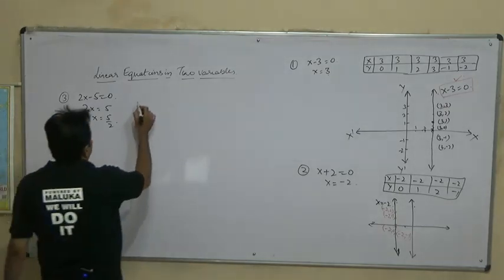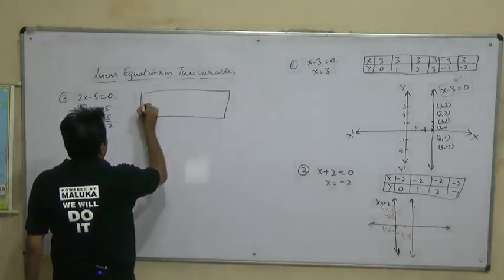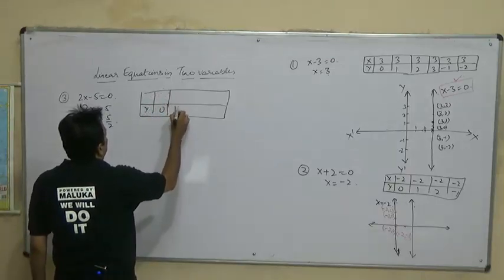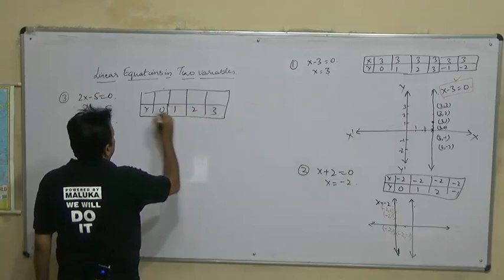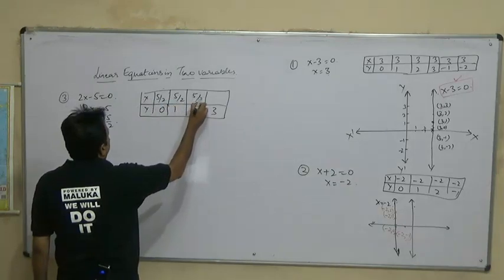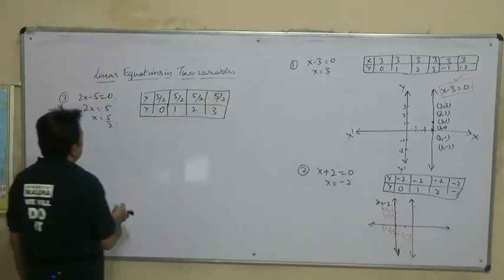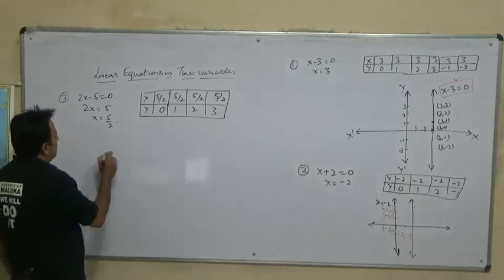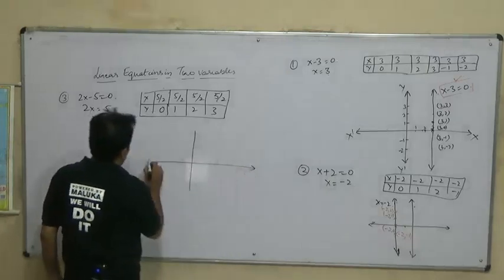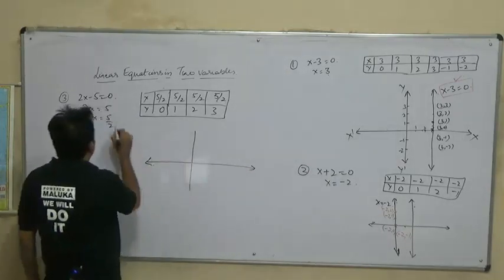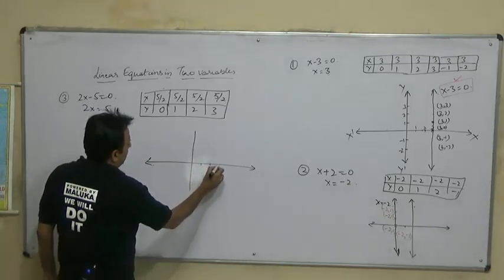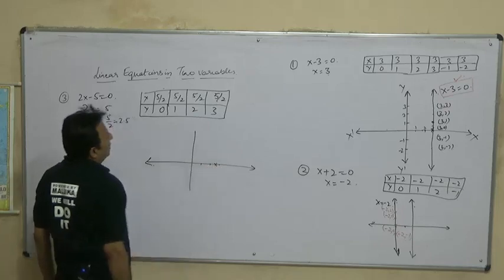So similar we can generate a table here. So y can be any value 0, 1, 2, 3. This will be 5 by 2, 5 by 2, 5 by 2, 5 by 2. So now we can represent it. This will be your x. 5 by 2 means this is 2.5. So this is 1, this is 2, and this is 3, and somewhere here it is 2.5.